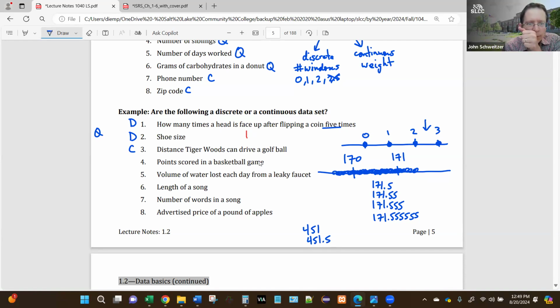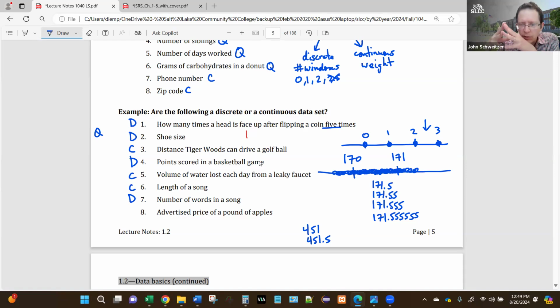Points scored in a basketball game. You can't get fractional points in a basketball game. You can get 1 point, 0 points, 2 points, but you can't get 7.8 points. Volume of water lost each day from a leaky faucet, that's continuous. Length of a song, continuous. Number of words in a song, well, you count the number of words, right? So typically that would be discrete.